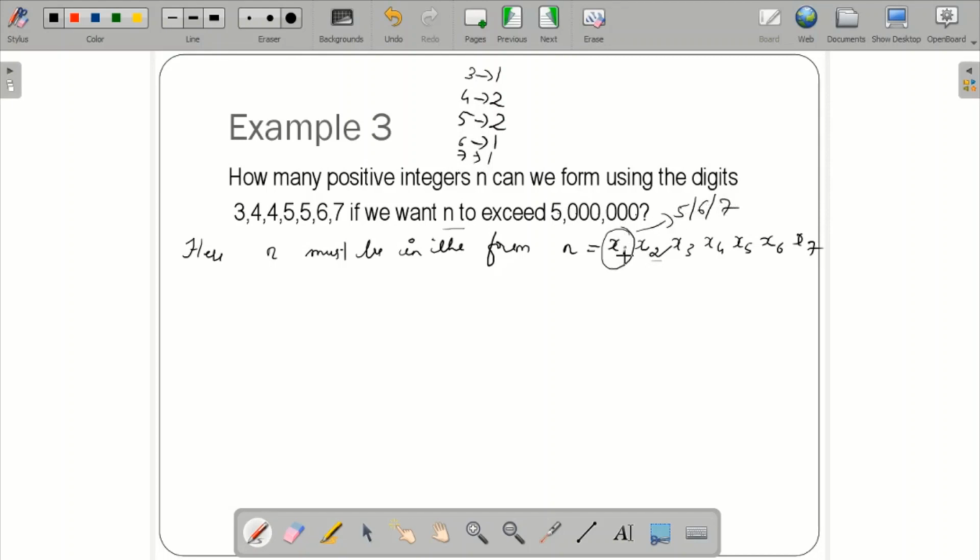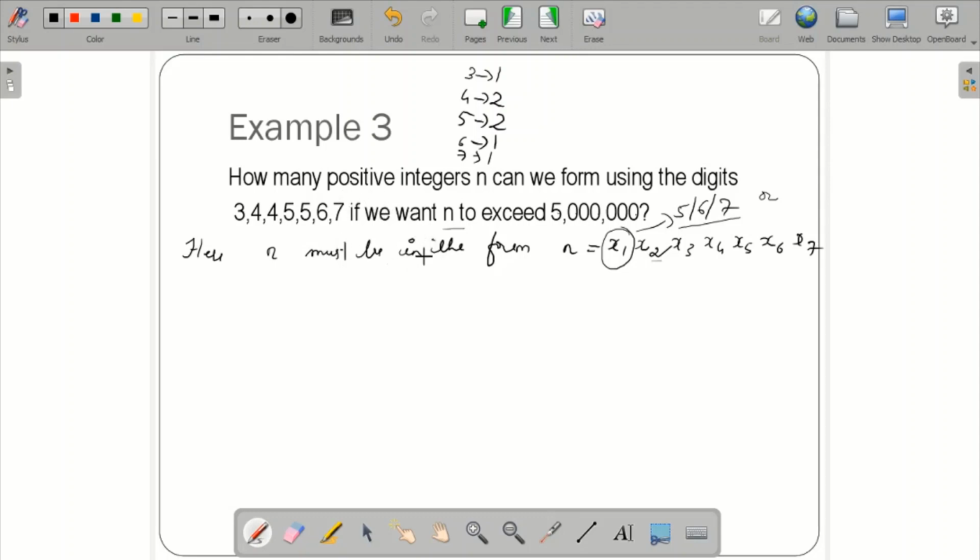So what you have to do is find the arrangements when x1 is equal to 5, when x1 is equal to 6, and when x1 is equal to 7. Finally, since x1 can be 5 or 6 or 7, since it is OR, we should use the sum rule. So you will get a certain number of ways for each case, and finally you have to add all these ways, and that is the number of ways the positive integers n can be arranged. So let us try to solve.